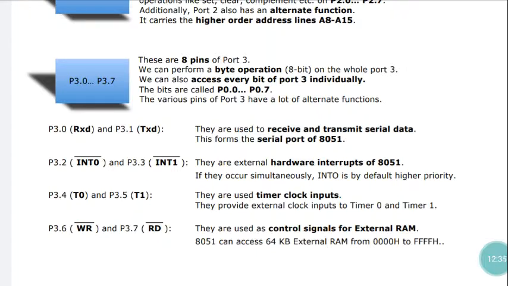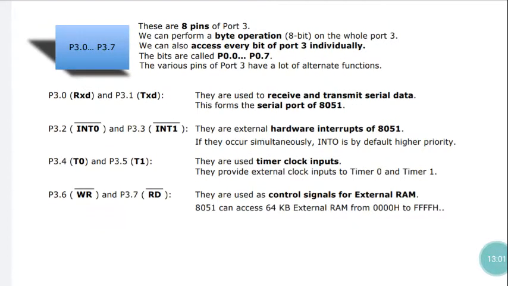Coming to the next pins, P3.2 and P3.3, INT0 and INT1, these are the interrupt signals, hardware interrupts actually. If they occur simultaneously, INT0 has the higher priority by default. Here 2 types of hardware interrupts are there, INT0 and INT1. If both interrupts occur at the same time, then INT0 has the highest priority. Coming to the next one, T0 and T1. These are the timer clock inputs, and they provide the external clock inputs to timer 0 and timer 1.